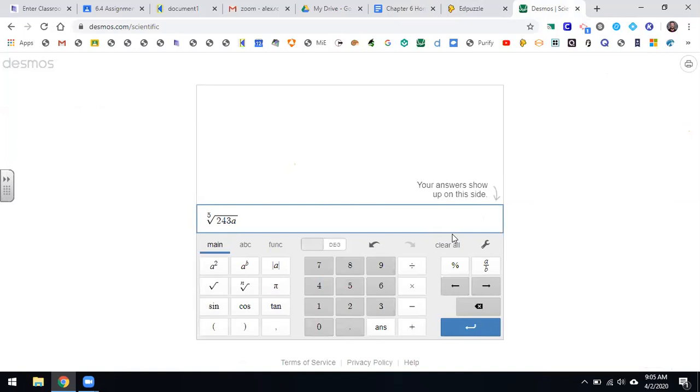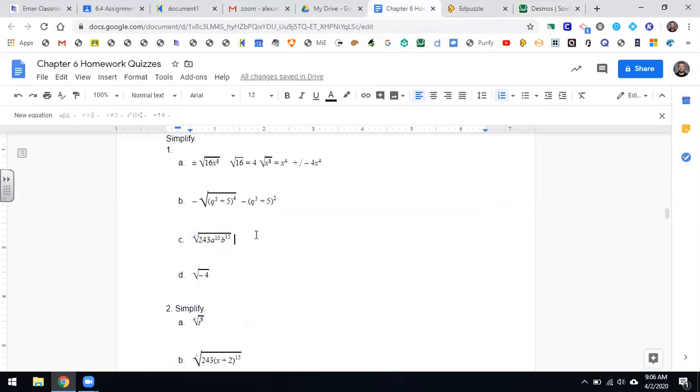Now notice if I put a to the 10th in there, it won't let me, right? It's going to be kind of confused about that. So you have to basically do each part separately. The 5th root of 243 is going to be 3. So going back here, my answer is going to start with 3, and then a to the 10th and then to the 1/5 power.